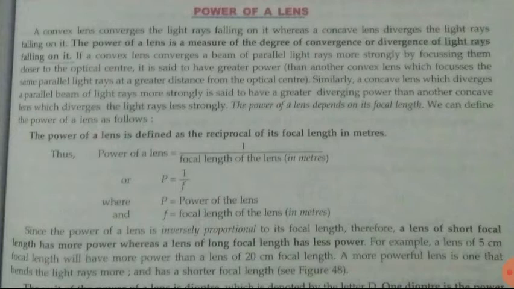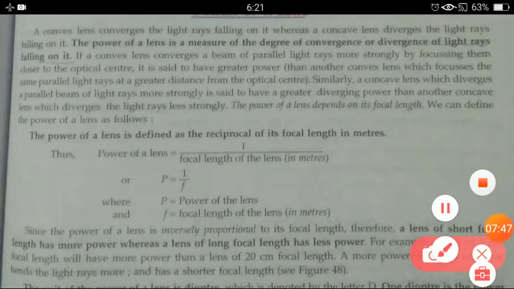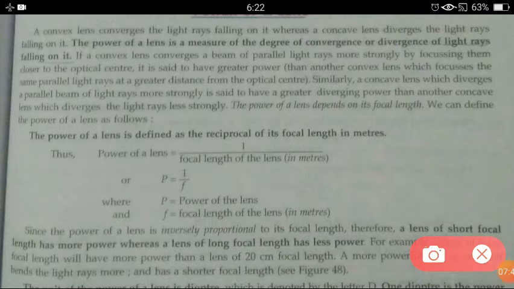So how much it is bending, more or less, according to that the power of the lens is there. If the bending is more, the power of the lens is more. If the bending is less, then we say that the power of the lens is less. And one formula you can see here: the power of a lens is defined as the reciprocal of its focal length in meters. The most important thing here is in meters. If you are given the focal length in centimeters or any other unit, first you have to convert it into meters, then only you will find out its power.